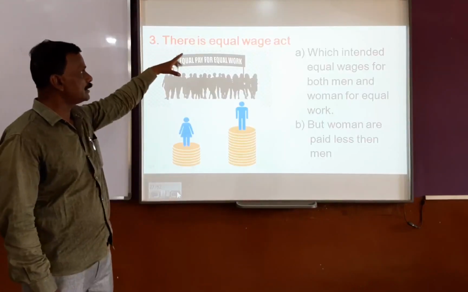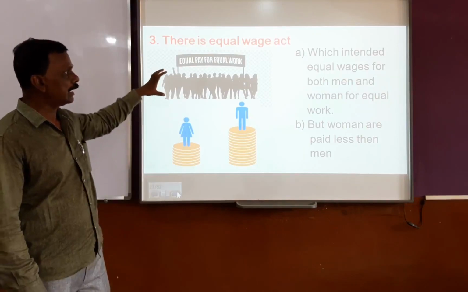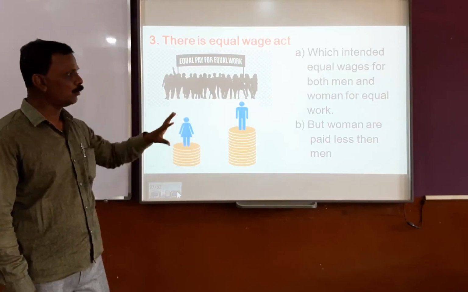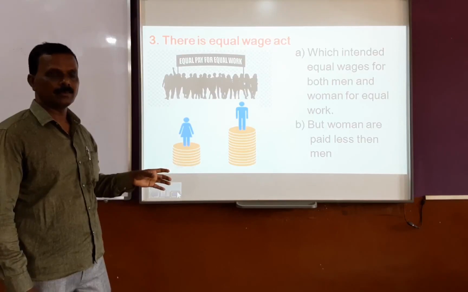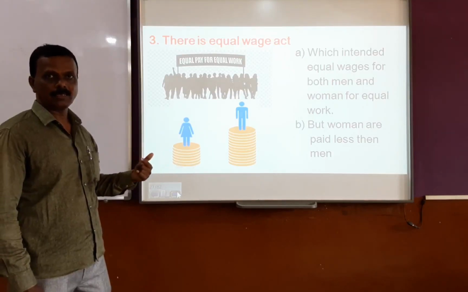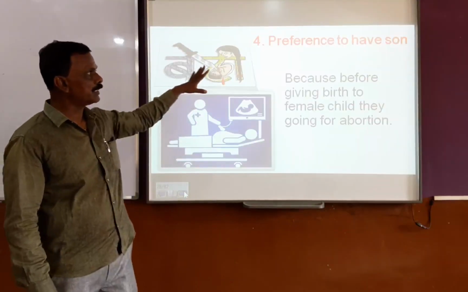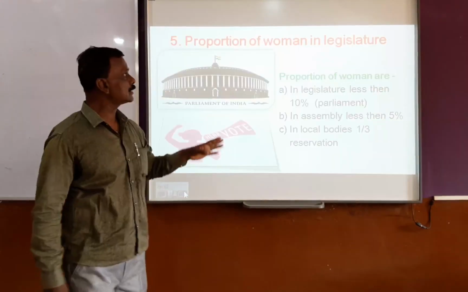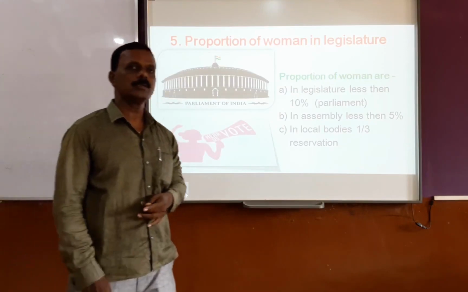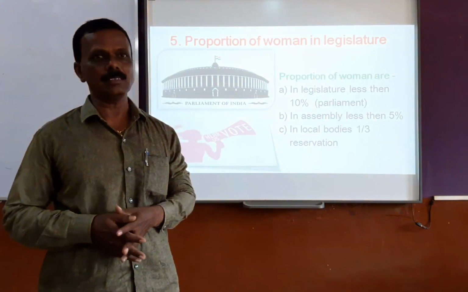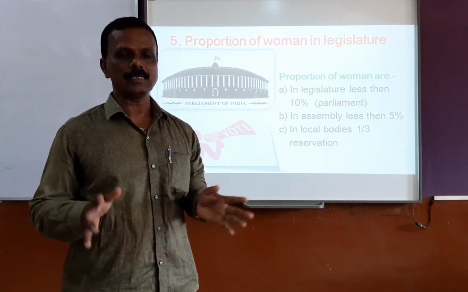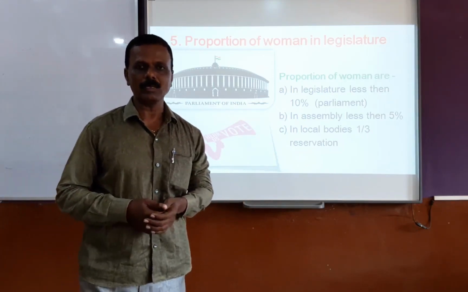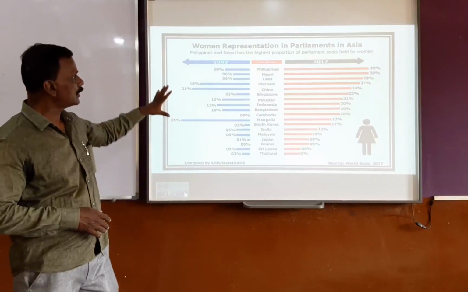Okay, next point, the Equal Wage Act. According to this act, we have to give equal wages for equal work to both men and women, but women are paid less than men. Fourth point, preference to have sons, because before the birth of a female child, they go for operations. Next point, proportion of women in legislature is very low. In parliament it is less than 10%, in assemblies less than 5%, and in local bodies there is 1/3 reservation. So look at this chart.